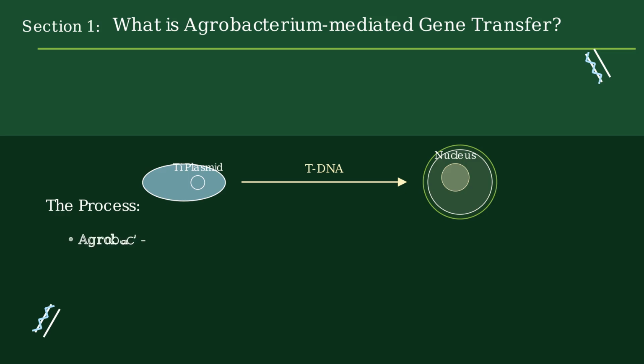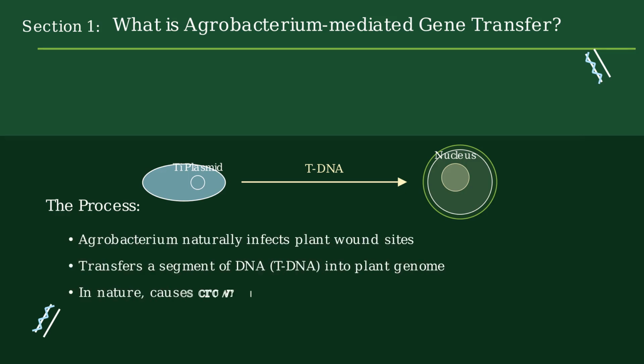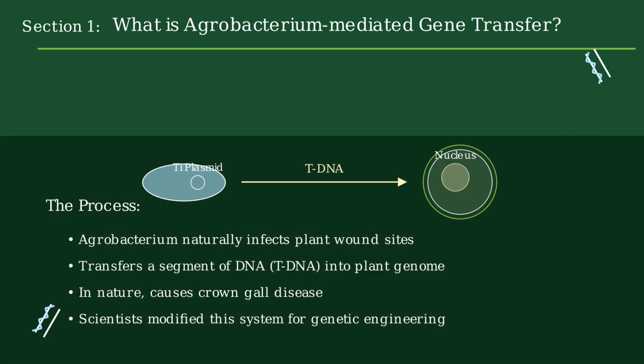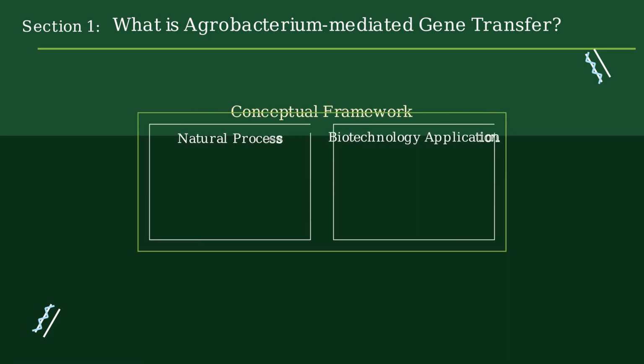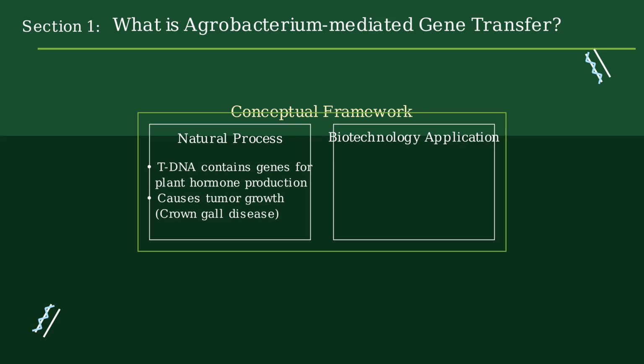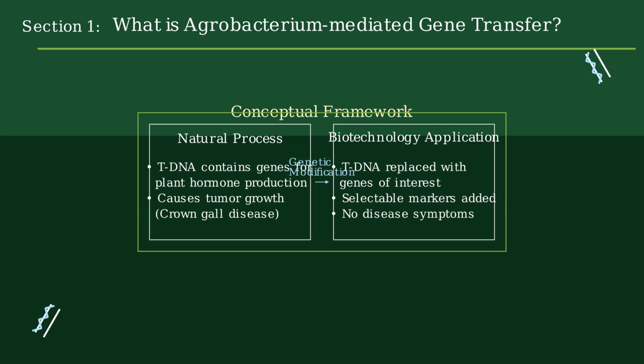Let's explore how this process works and why it's so important for plant biotechnology. To understand agrobacterium-mediated gene transfer, we need to compare the natural process with its biotechnological application. In nature, agrobacterium transfers tDNA containing genes that alter plant hormone production, causing tumorous growths known as crown gall disease. Scientists have ingeniously modified this system by replacing the tumor-inducing genes with genes of interest, creating a powerful tool for plant genetic engineering.